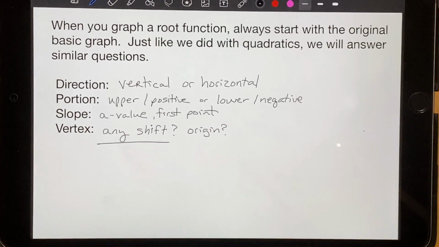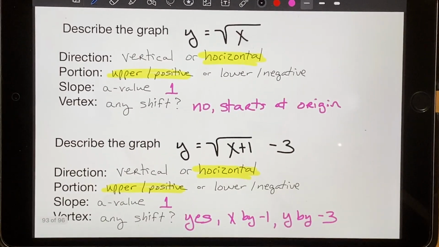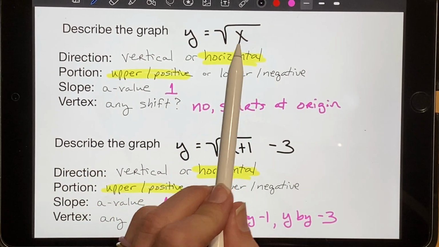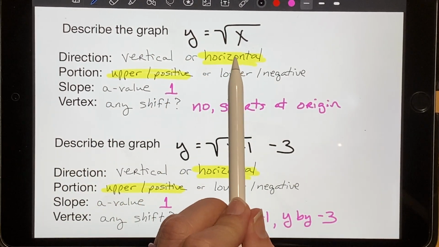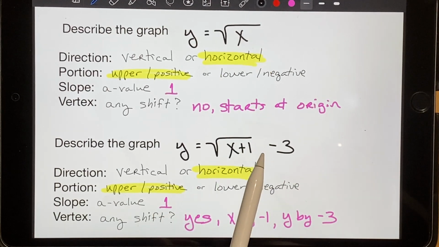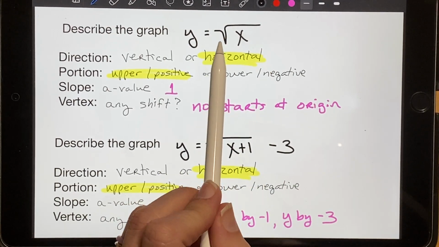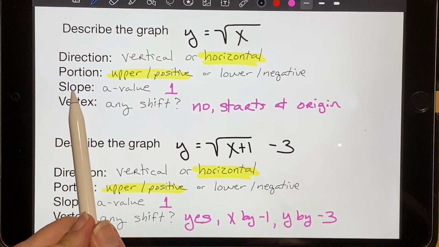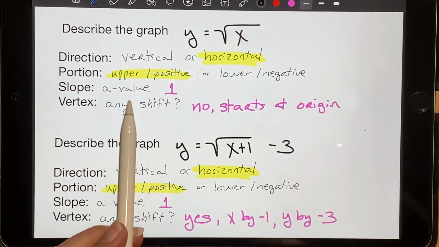Or has it been shifted around? So let's describe this one. We know y equals the square root of x. It would be horizontal because it's a root function. My A value is positive, so I'm going to use the upper positive portion of it. I wrote down my A value is 1.